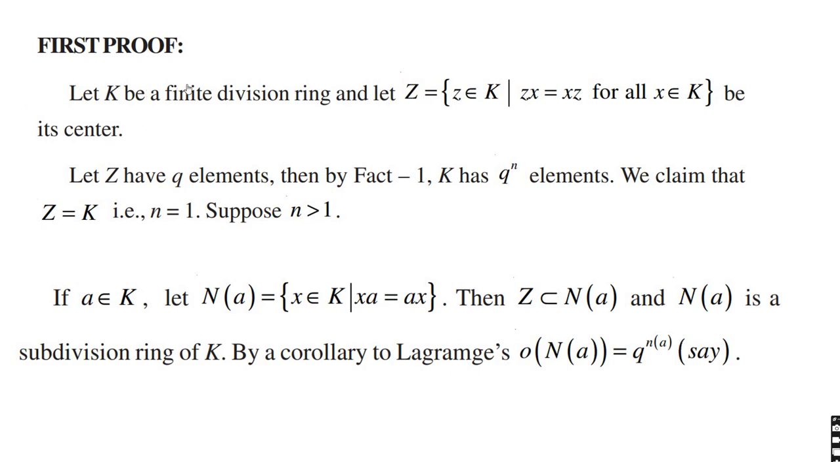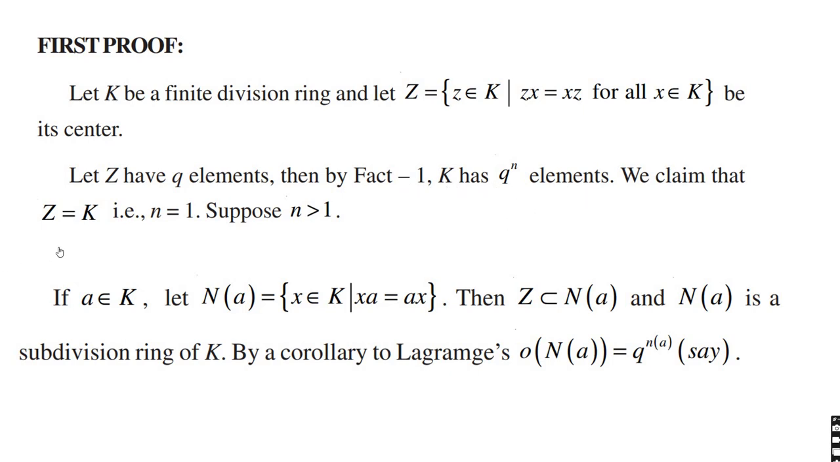Now starts the main proof, which is the first proof of Wedderburn's theorem using the number theoretical concept. Now let K be a finite division ring, that's given to us, and Z be its center. That is, those elements of K which commute with all the elements of K. Now let Z have q elements. K is finite, so this will also be finite. We shall take the number of elements in this to be say q. Now by fact 1, K should have q power n elements.